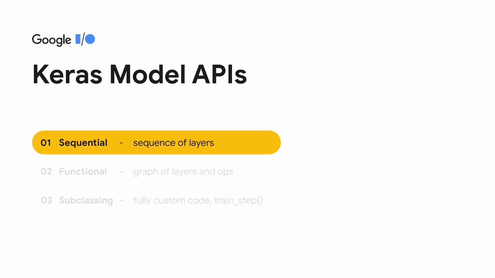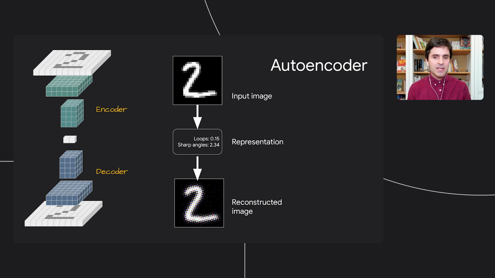So let's start with our first simple workflow. An autoencoder is a neural network that processes images, reduces them to a very basic representation, in our case just two numbers, and then uses this representation to recreate the original image. You can use these models for image compression or image generation. We will use a dataset of handwritten digits to train our model.